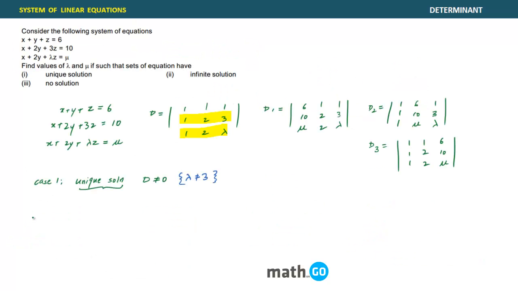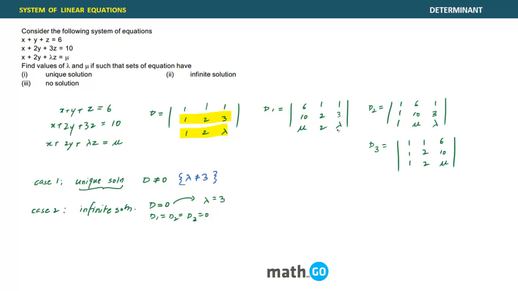Now case 2 says: find the values of lambda and mu for which this will have infinite solutions. So for infinite solutions, d should be equal to 0 and d1, d2, d3 should be equal to 0. All four should be 0. Now d equal to 0, we know that value is lambda equal to 3. Now when will d1, d2, d3 all be 0? Let's see d1.